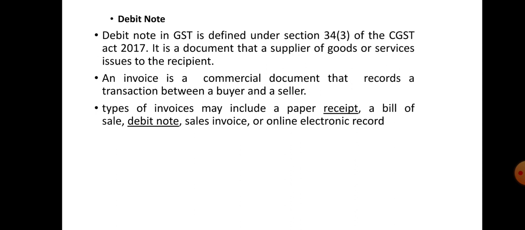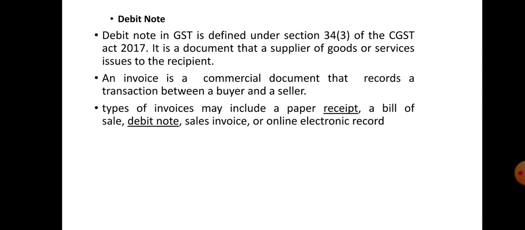In the following cases, a debit note is issued by the supplier to the recipient of the goods. That is, when the original tax invoice has been issued and the taxable value in the invoice is less than the actual taxable value.